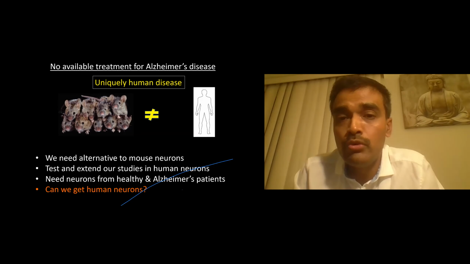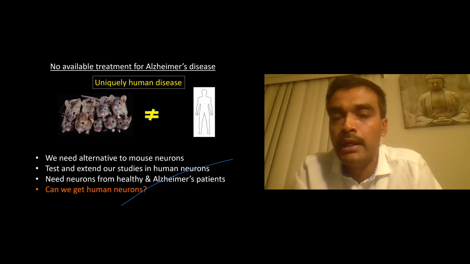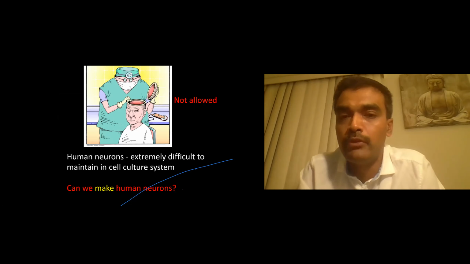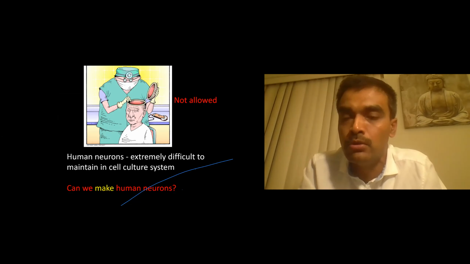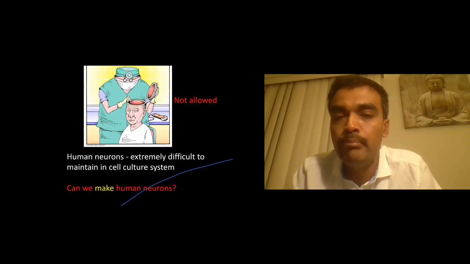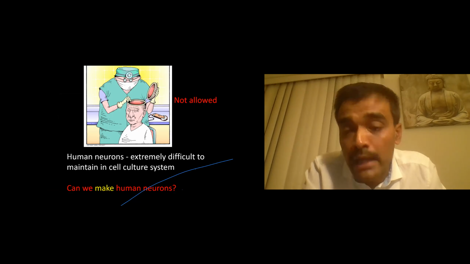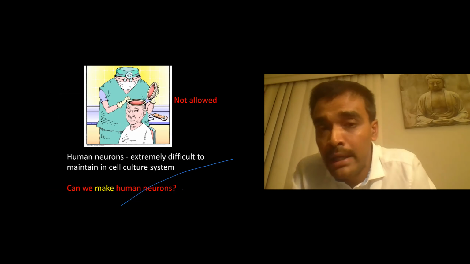We cannot just open someone's brain and get some tissue and then culture them to get neurons, because all other organs are available. We can do surgery and get liver tissue, culture liver cells. But in brain, you are not allowed to do. People die, so it's not permitted. So the only option left: can we make human neuron? Can we really make human neuron?